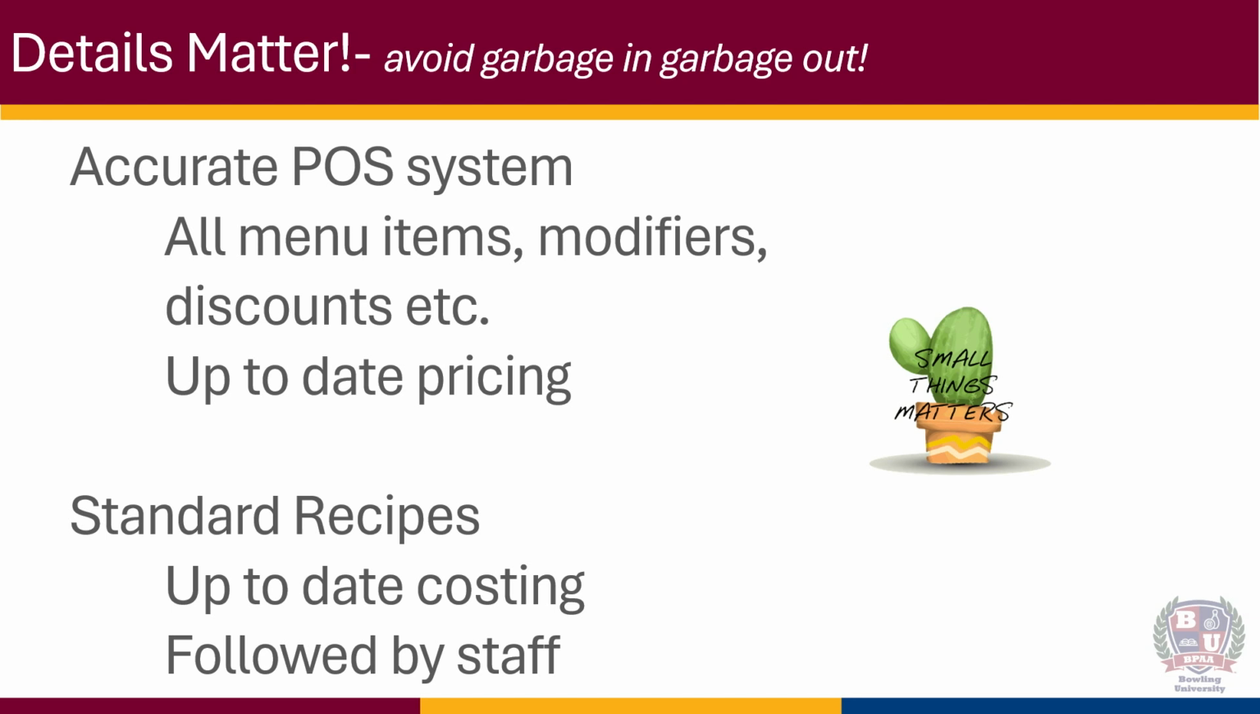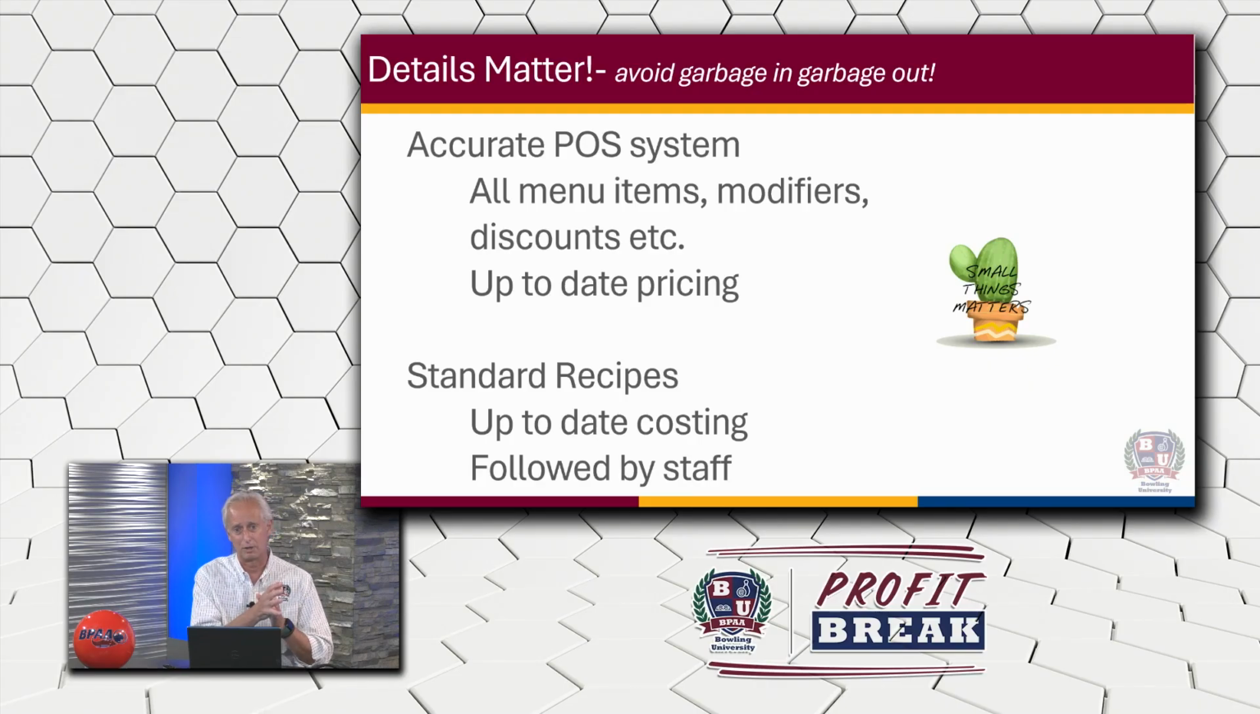Okay, so first thing is your POS system has to be accurate. It's got to have all of the menu items on it. It's got to have all the modifiers. You saw in the example we used that they had some extra things that were at no charge, but sometimes you're going to have a charge, like added bacon, added cheese, whatever it may be. You have to account for all of that. That should all be in your POS. Make sure your pricing's up to date. When you change prices, you need to change the price in your POS system.